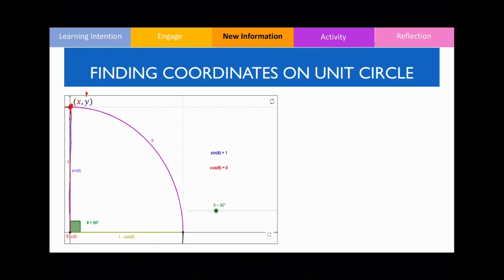So that means that's going to be equal to your y value. And because you haven't moved horizontally at all, you're still staying at the origin, that's therefore going to equal 0. So therefore, that's going to be your answer.